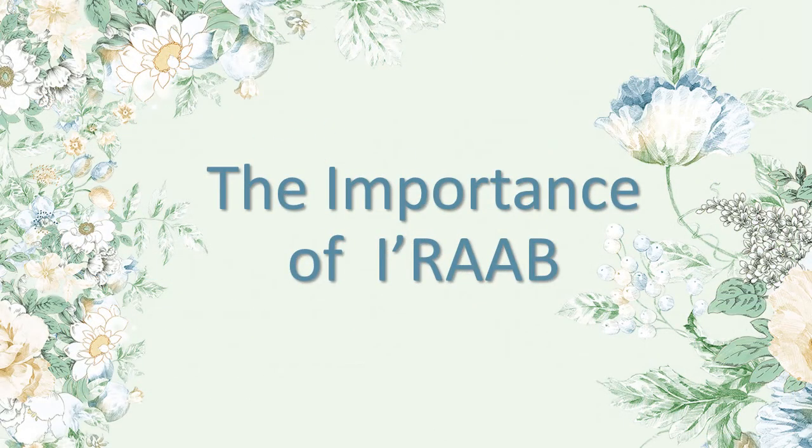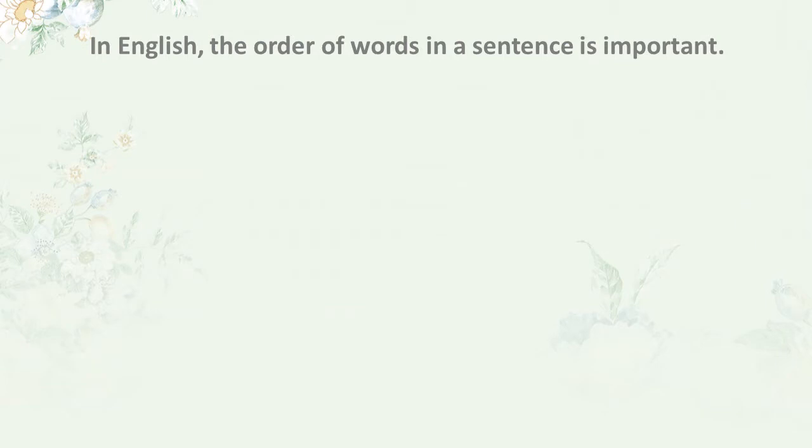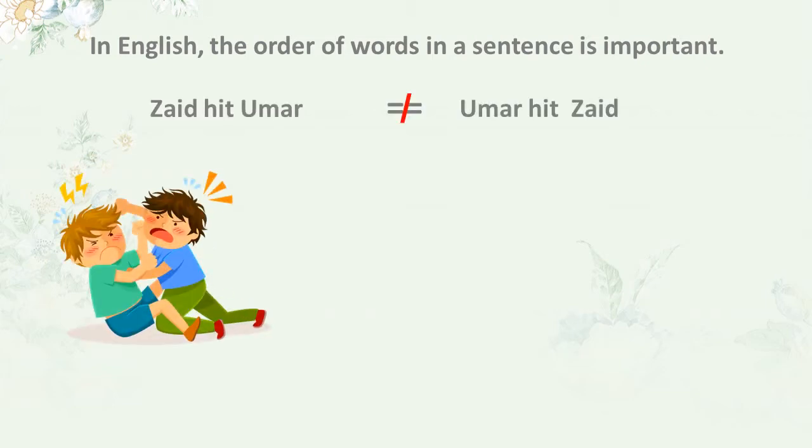Why do we need to know Iqrab? In English, switching the order of words in a sentence will change its meaning. For example, the sentence Zaid hit Umar has a completely different meaning from Umar hit Zaid. What about the Arabic language?